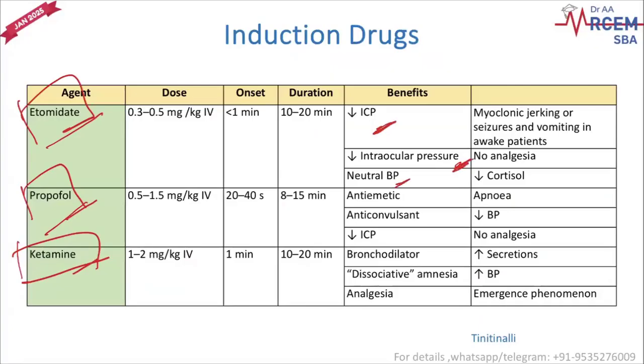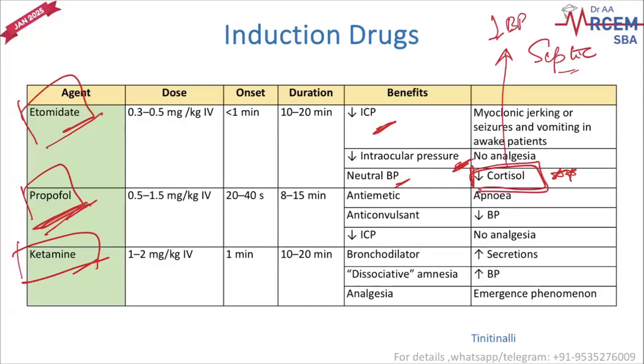But the problem with this drug is a side effect that you need to look out for. What is that? It causes adrenocortical suppression. So basically it causes decreased cortisol secretion. Decreased cortisol secretion will result in decreased blood pressure in a patient who is septic. So in sepsis, it is not preferred because of the decreased cortisol secretion. In septic patients, if you want to intubate the patient, etomidate is not preferred.